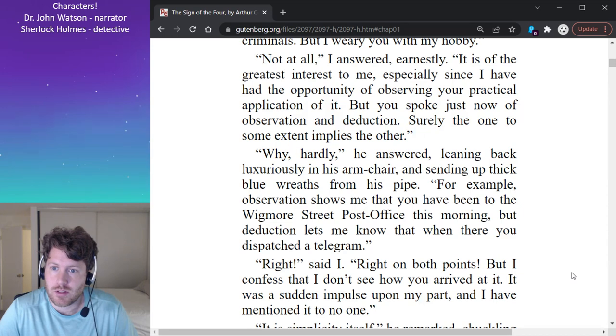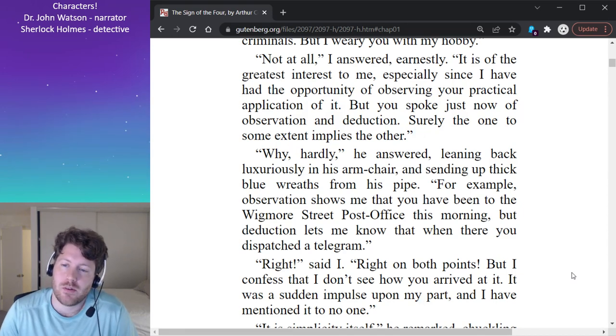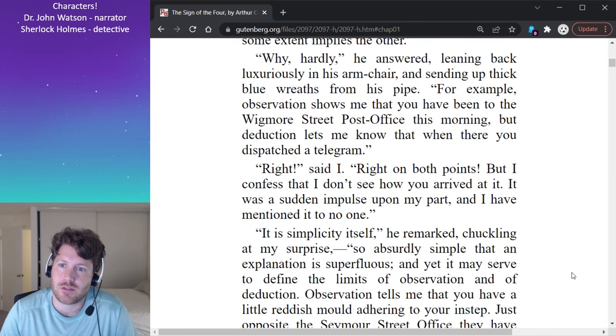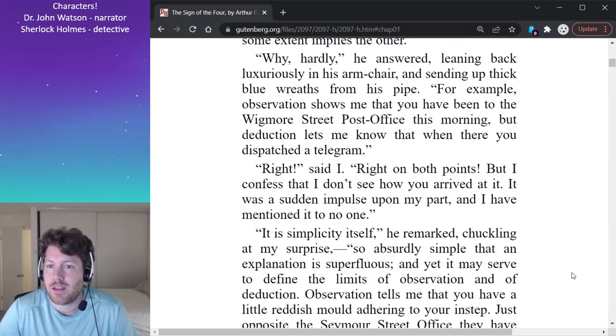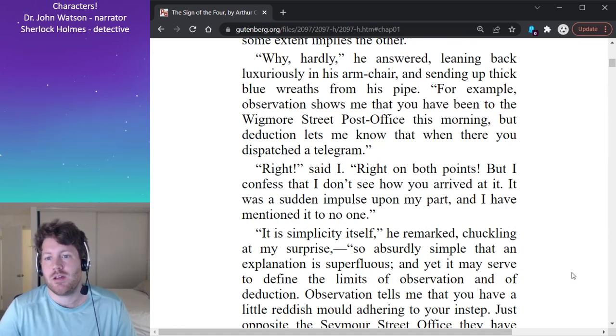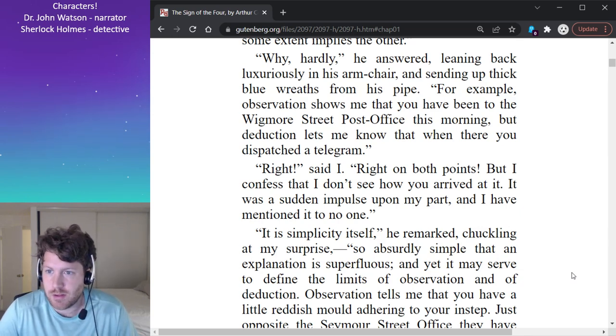Surely the one to some extent implies the other. Why, hardly, he answered, leaning back luxuriously in his armchair and sending up thick blue wreaths from his pipe. For example, observation shows me that you have been to the Wigmore Street post office this morning, but deduction lets me know that when you were there you dispatched a telegram. Right, said I, right on both points, but I confess that I don't see how you arrived at it. It was a sudden impulse upon my part, and I have mentioned it to no one.